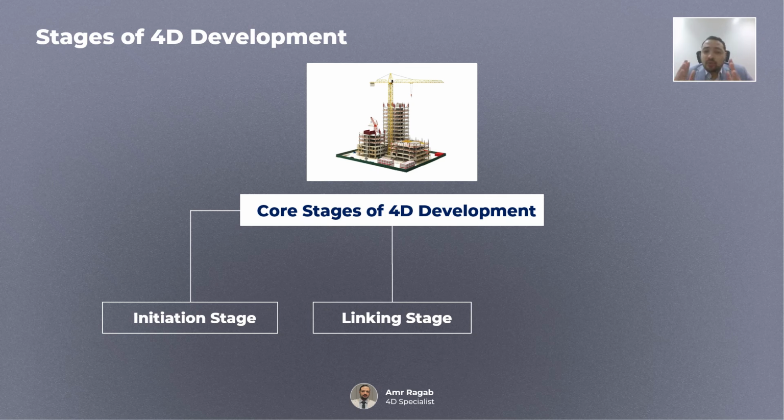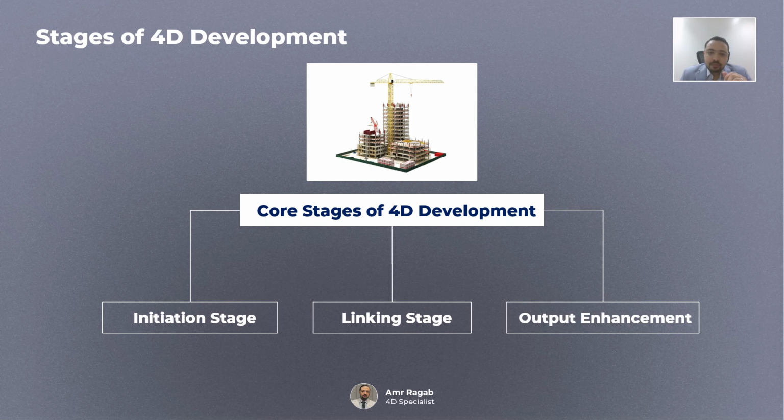So a strong 4D model isn't just accurate, it's visually clear and professionally presented. To summarize, initiation aligns the data, linking connects it, and output enhancement communicates it. These three stages form the backbone of every successful 4D BIM workflow. So I will give you a real example.